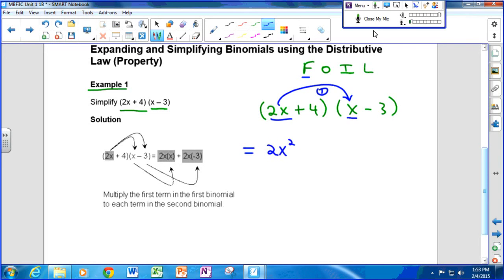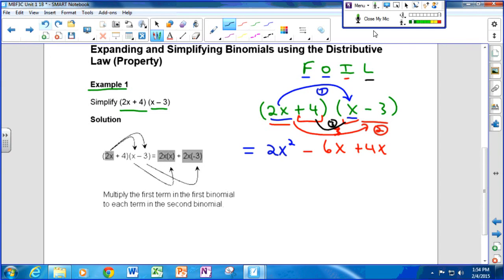And then O is for outside. So we're going to go outside, okay? So 2x times negative 3, 2 times 3 is 6, and the x comes along, so that's negative 6x. That's part 2, okay? And then I for inside, plus 4 times x, plus 4x. Sorry, inside. I'm running out of colors here. That's part 3. And then L is last.